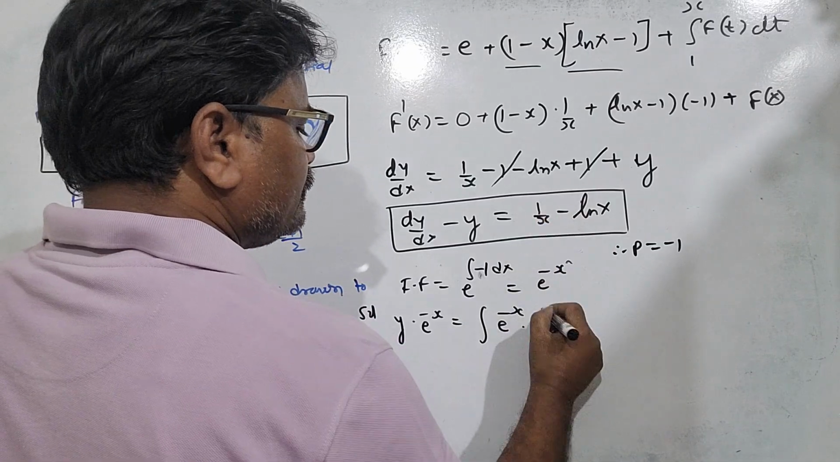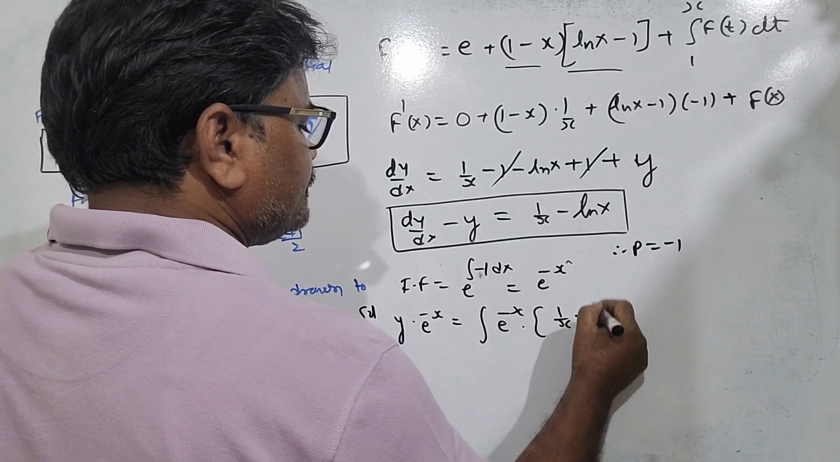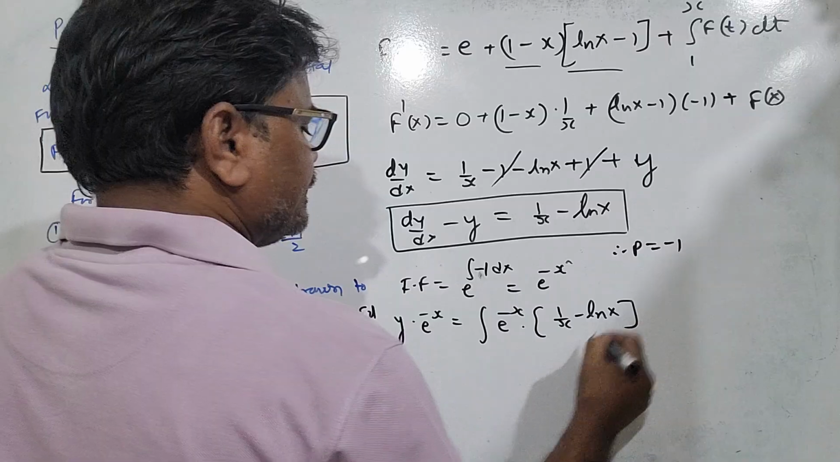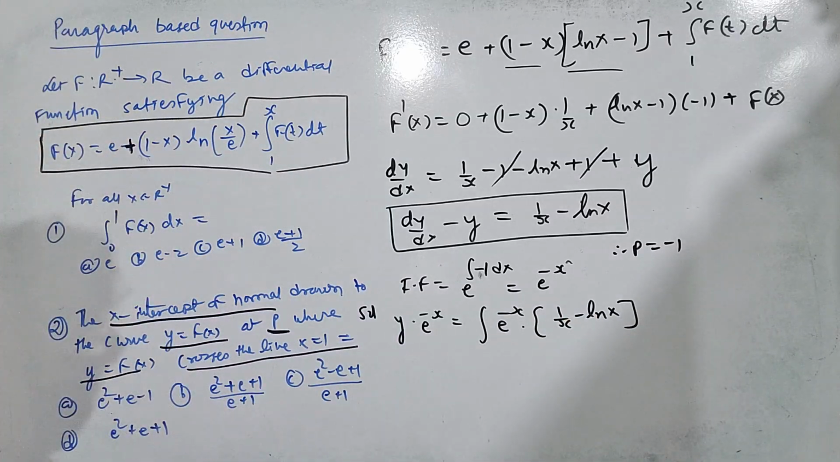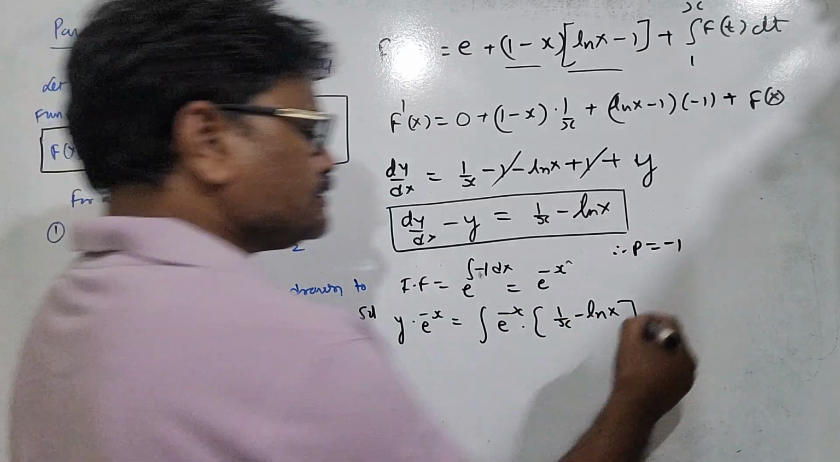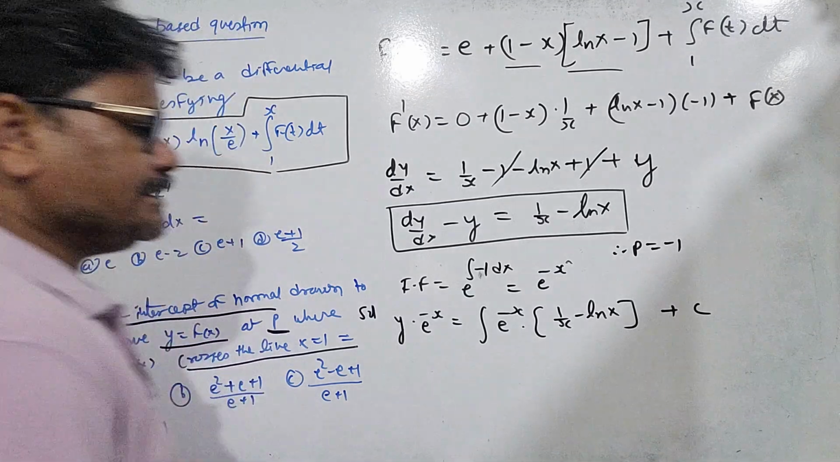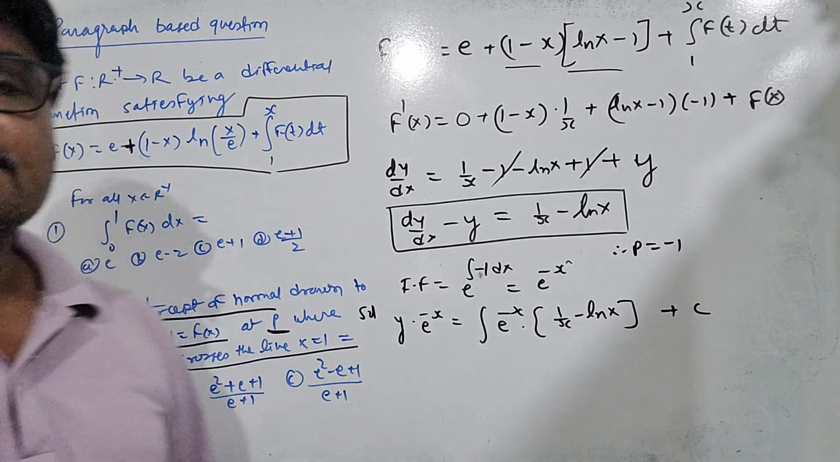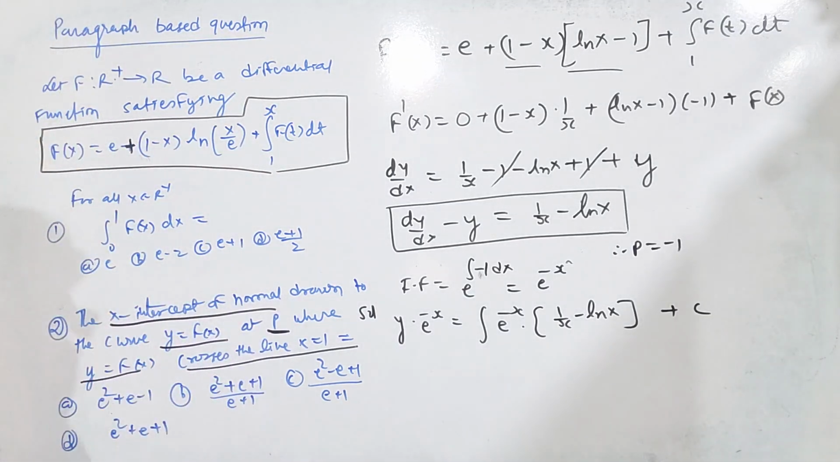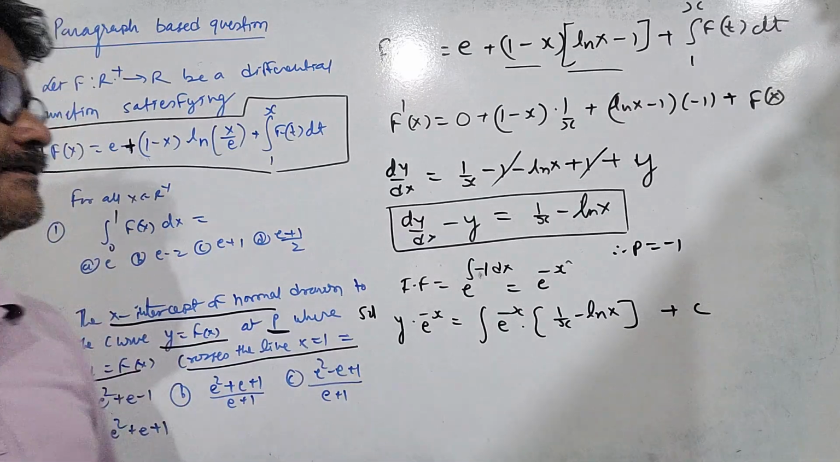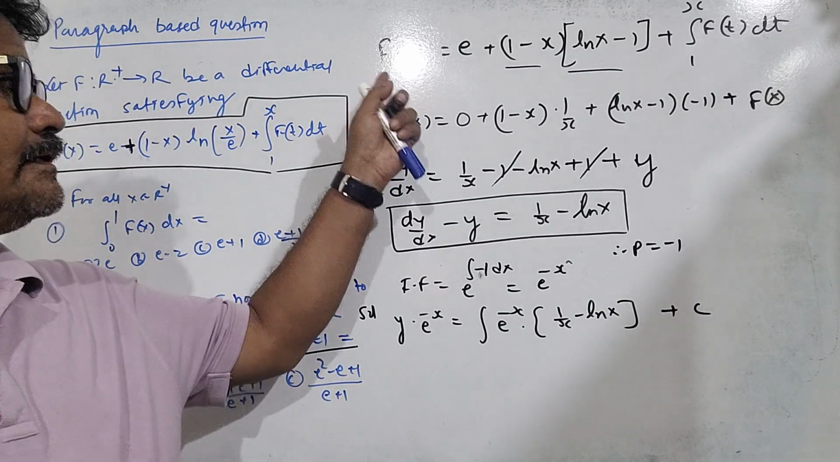Is this whole thing, that is 1 upon x minus ln of x. Now you have to integrate this to find out the y, and of course plus c, the constant of integration, that also you have to determine. I hope that up to this step it is very clear how to find out the f(x).